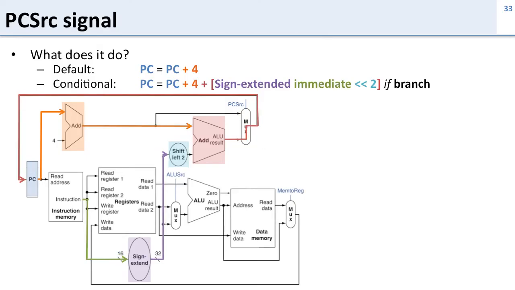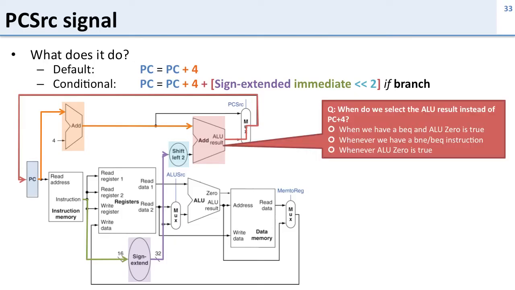So let's take a look at that PC source signal that we were looking at, the one that decides whether we use the branch address or the next instruction address. When do we select the ALU result instead of PC plus 4? That is, when do we use this mux to select the branch destination instead of the next instruction? Do we do this when we have a branch equal instruction and ALU 0 is true? Do we do it whenever we have a branch equal or not equal instruction? Or do we do it whenever the ALU 0 is true?